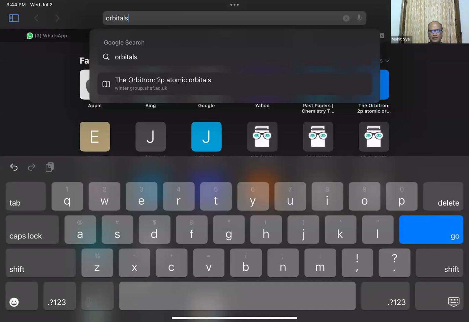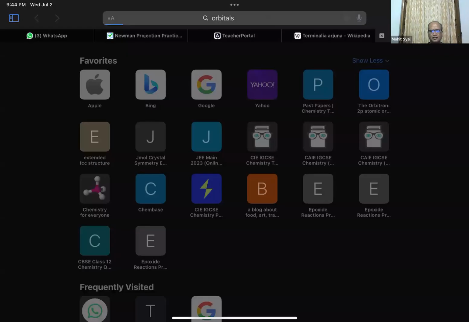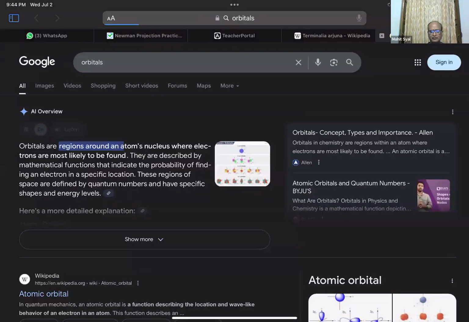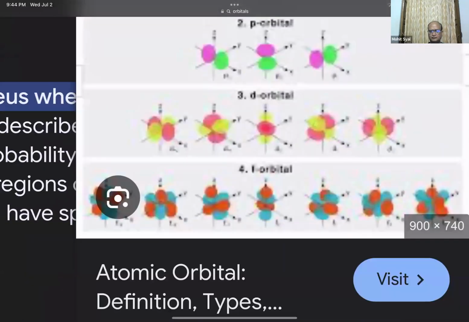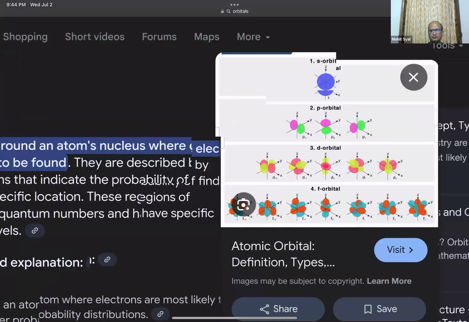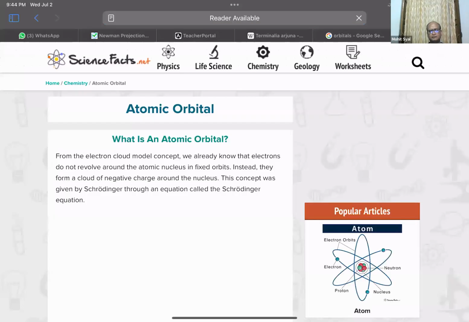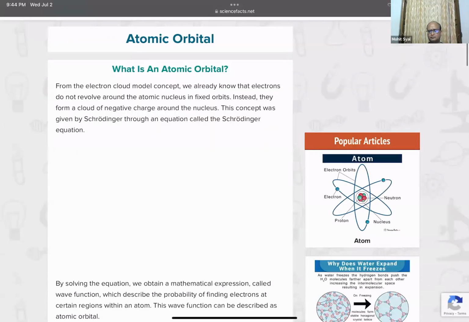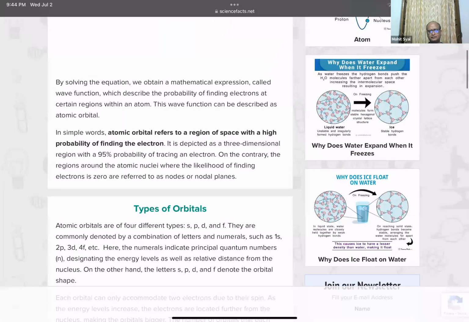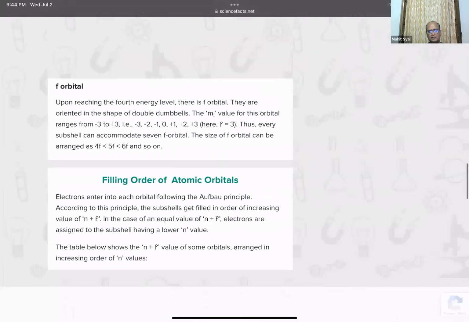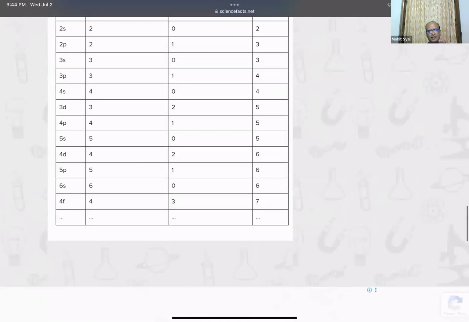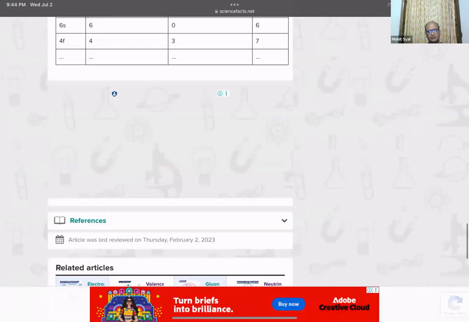How do these orbitals look, and how did we get them? These are the atomic orbitals, right? So how did you get these orbitals? What are these orbitals? These are basically the wave functions of the waves present in the atom.